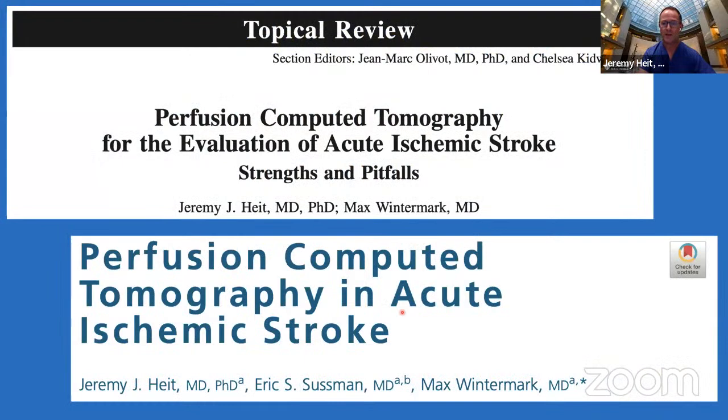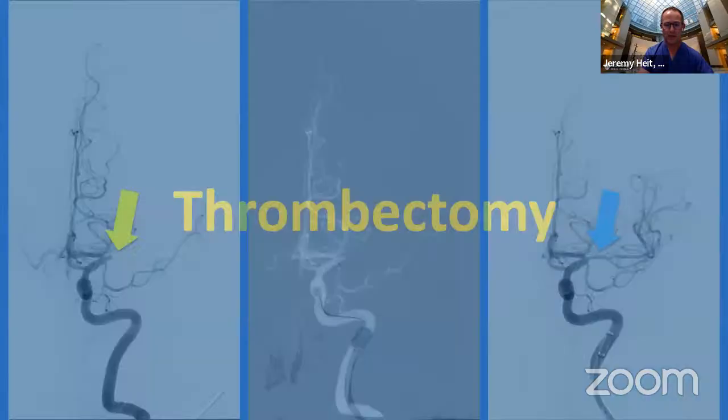So if you would like to read a little bit more about the details, there's a couple of reviews that I've written over the years that have quite a bit more excruciating detail about CTP technique. But I want to pivot away from the technique to talk about thrombectomy and the role that CTP plays in triaging these patients.